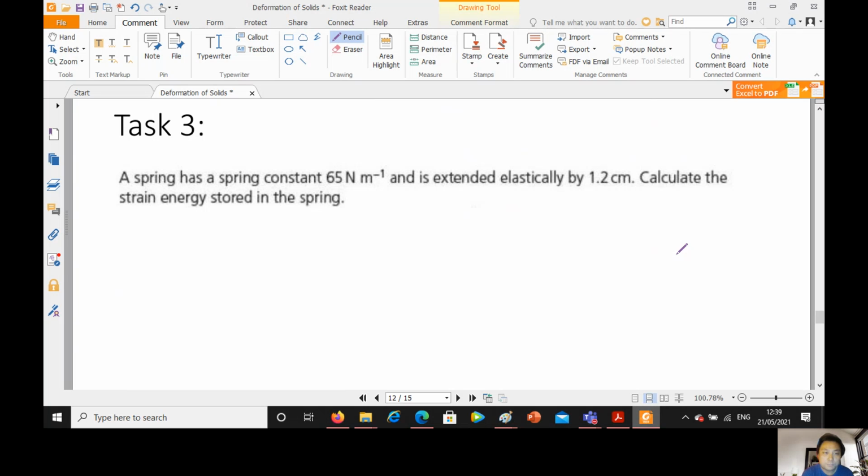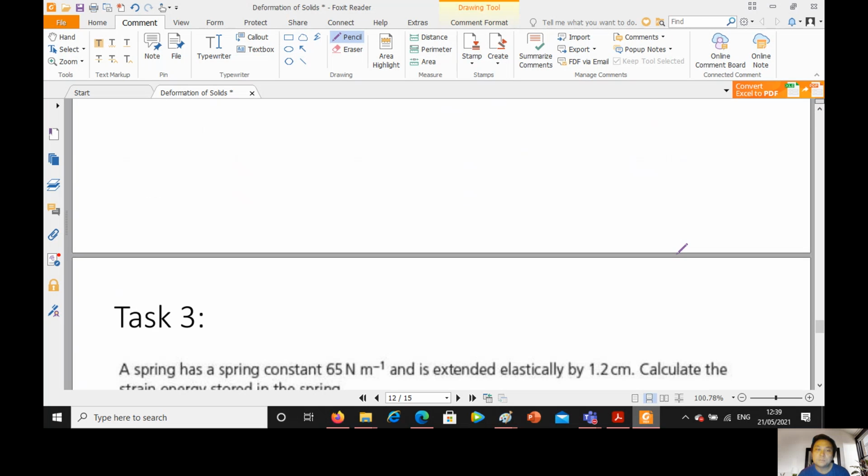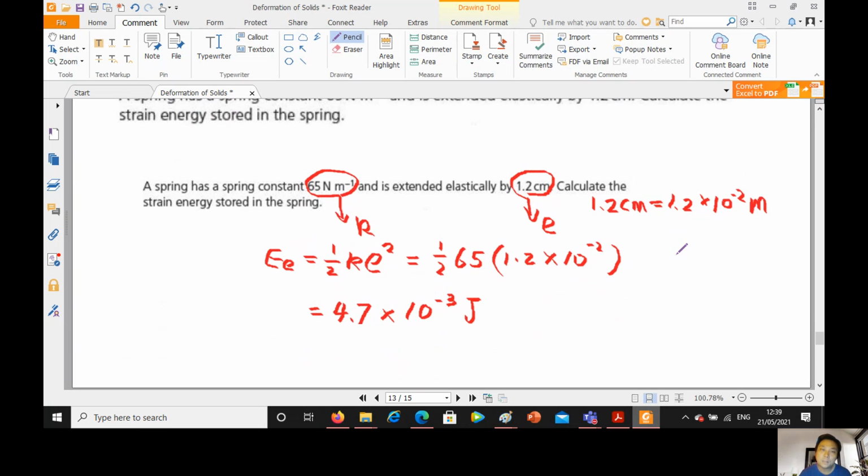The spring has a spring constant of 65 newtons per meter, and it's extended elastically by 1.2 centimeters. Calculate the string energy stored in the spring. Just pause the video and try to answer the question. Okay, I'll give you the answer here.